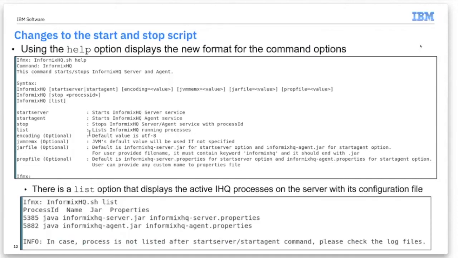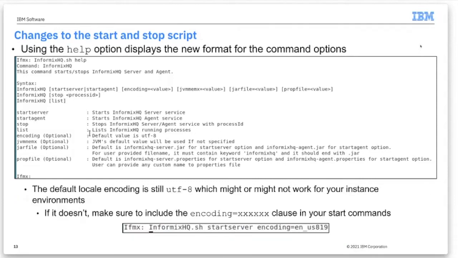So here is an example of the list option. You can see I have both a server and an agent process running, and the name of the properties files for that process. Since I only have one server and one agent running on this machine, I use the default values of Informix IHQ dash either server or agent. But again, as I said, you could rename these files to anything that makes sense to you within the limits for the jar file. The default locale encoding for IHQ is still and will most likely always be UTF-8.